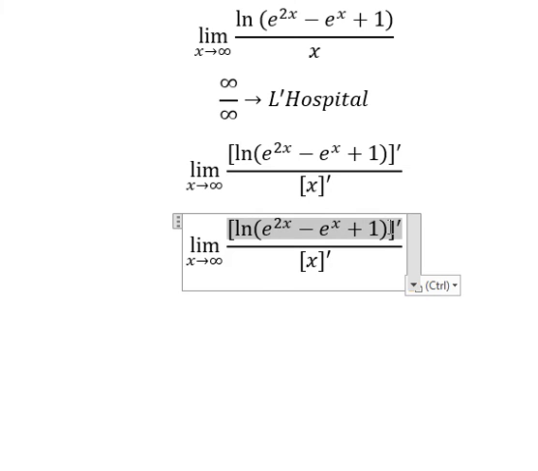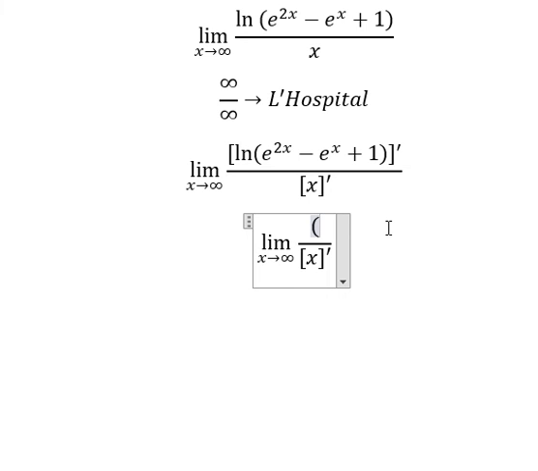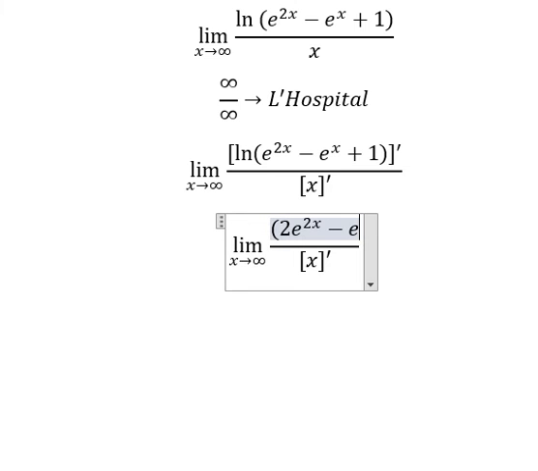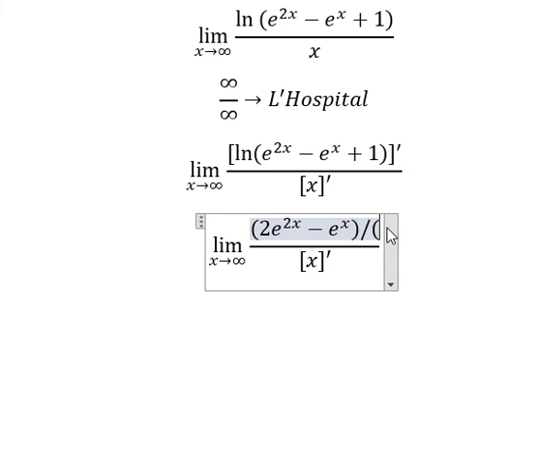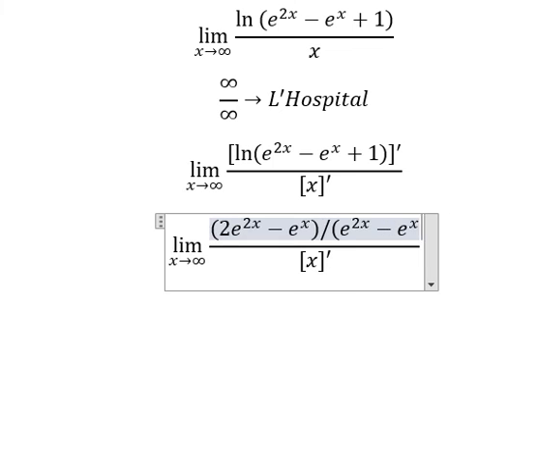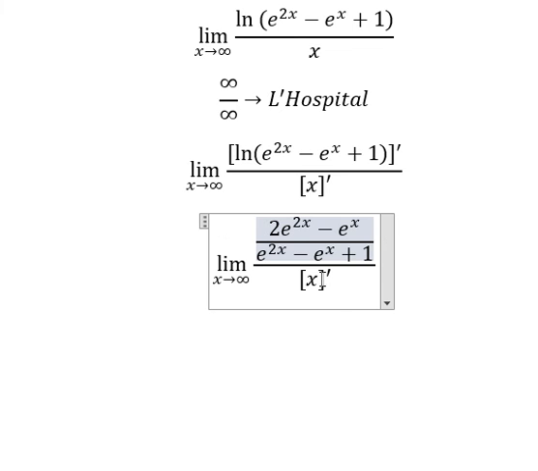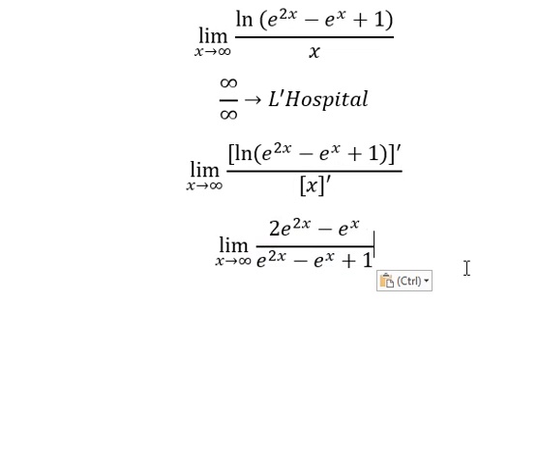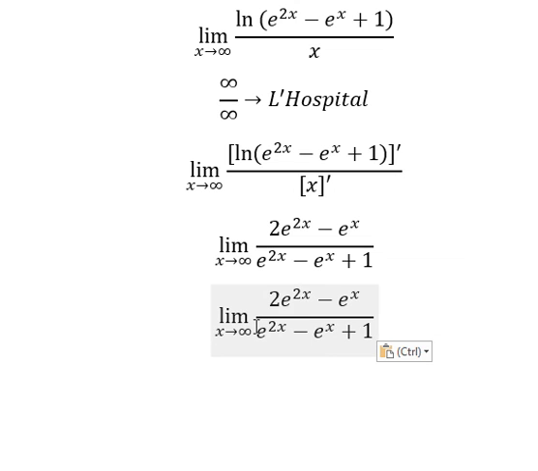So the first derivative of this one, we have 2e to the power of 2s minus e to the power of s over e to the power of 2s minus e to the power of s plus 1. This one we have number 1. So we simplify and we have this one like this. Next, we divide both sides by e to the power of 2s because this is the highest power in here.